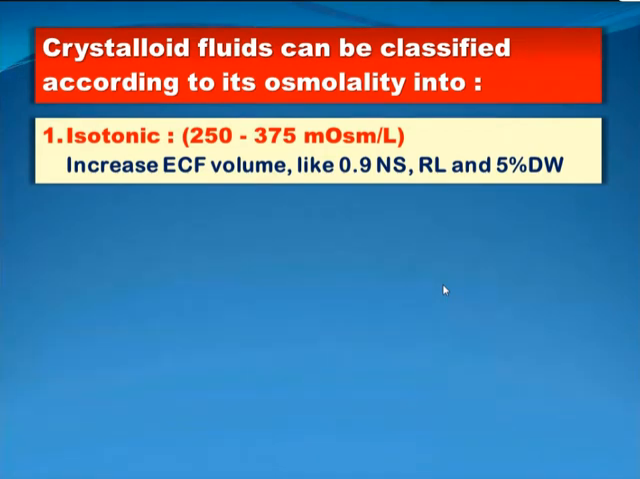So in this range, this is called the isotonic fluid because it is near to the normal osmolality. Because it is isotonic fluid, there will be no shifting of fluid from the extracellular to the cellular after we infuse it, because it is near to or the same as the osmolality of the plasma.